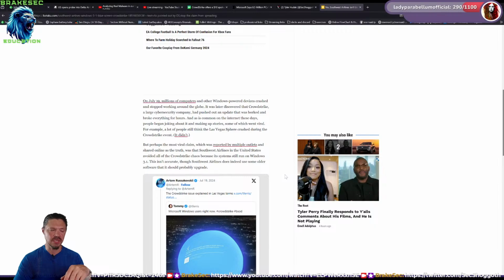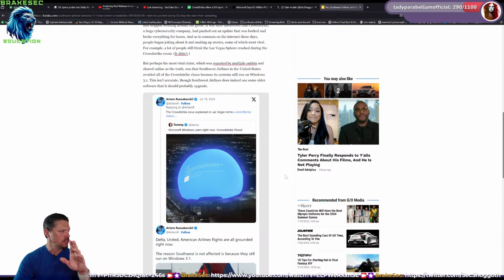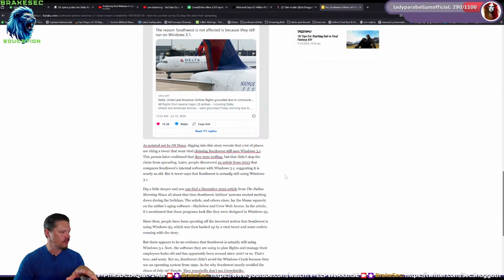You see a lot more interesting stuff here. Southwest is using Windows 3.1 and 95, bypassing execution policy with a PowerShell script. There was actually somebody who found out on Reddit that there are also variations of this. It looks like it's not necessarily the bash file of the same name. Later people discovered an article from 2023 that compares Southwest's internal software to a VBS file of the same name.